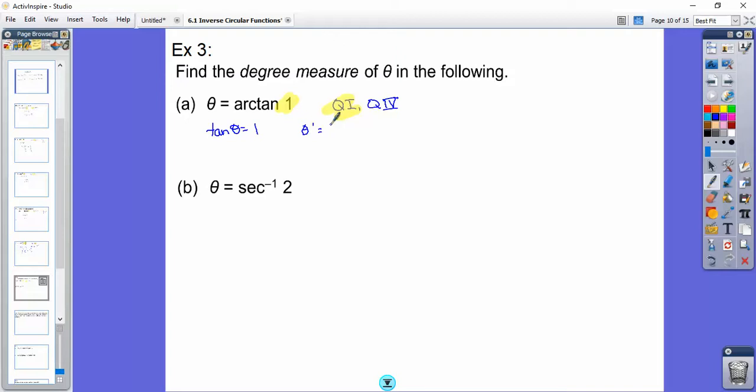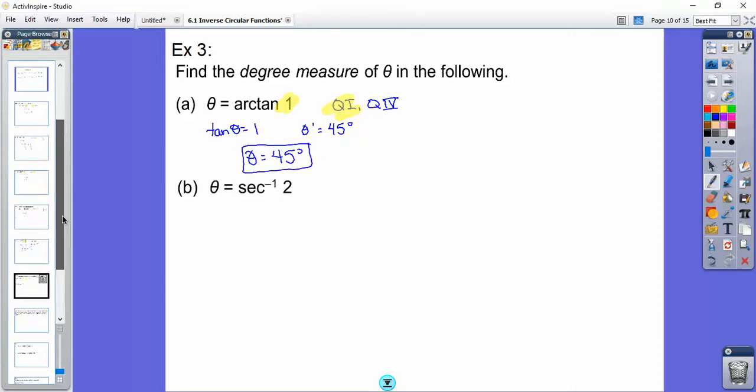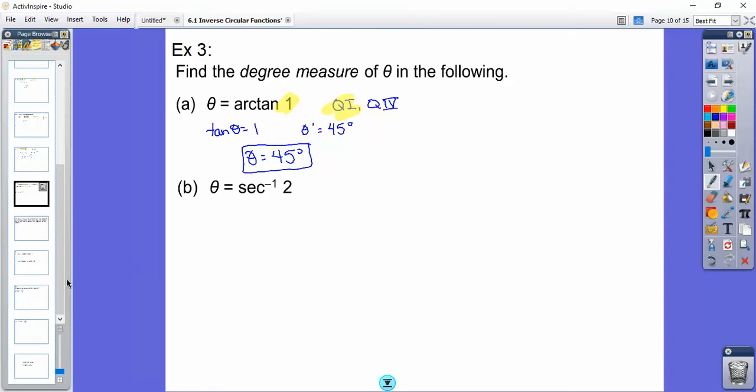If we think about reference angles, we know that tangent is 1 at 45 degrees. Since we're answering in quadrant 1, 45 degrees is my answer.